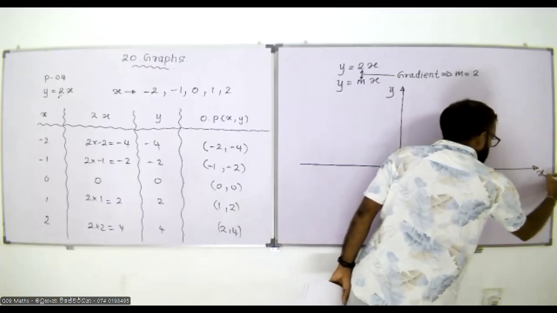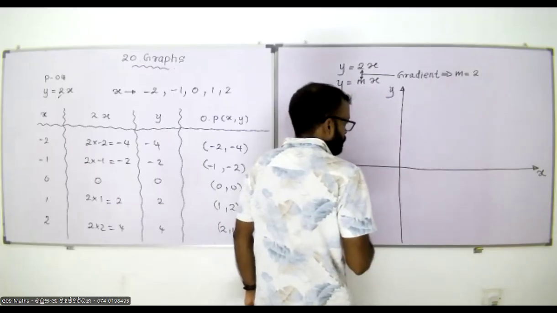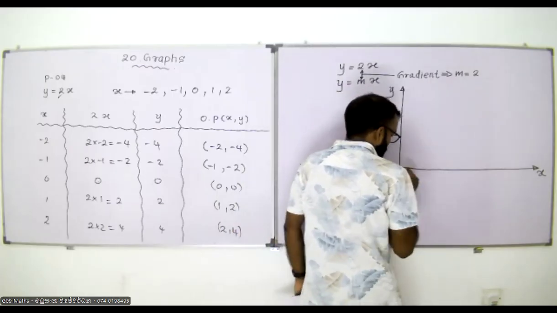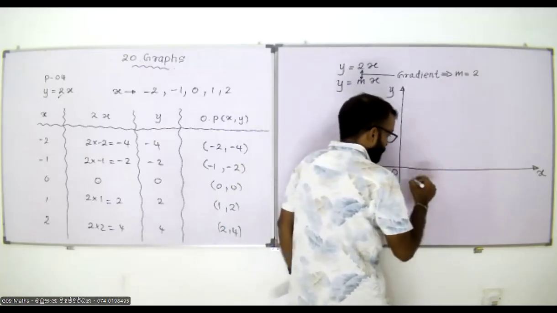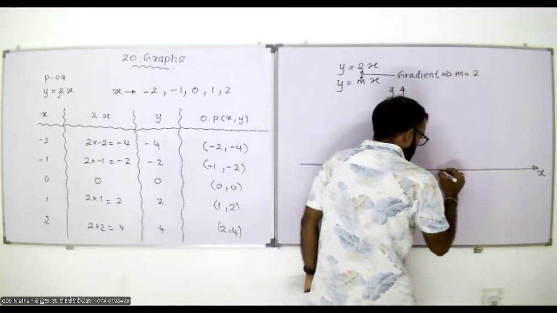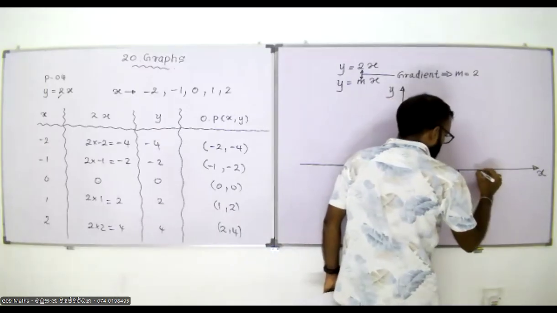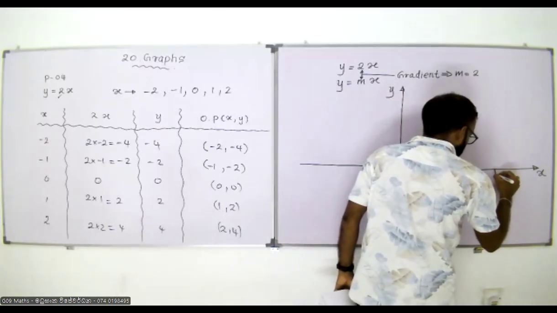Arrowhead, x-axis label. Correct. Origin, 0. Origin. Right. 1, 2, 3, 4, 5.